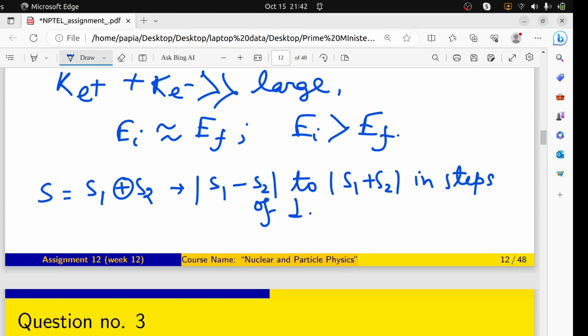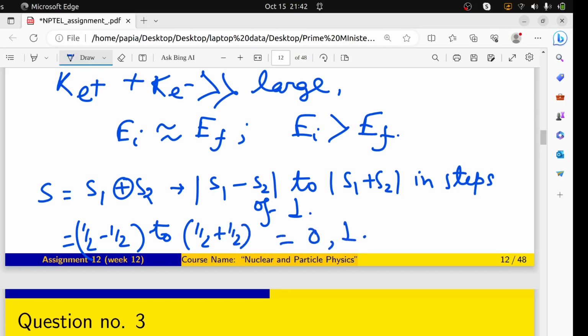So here in that case H1 is half and H2 is half, because electron and positron both are spin half particles. Then our capital H will be half minus half, which is 0, to half plus half, which is 1. That means 0 and 1 will be the correct values. I mean the combined spin will be 0 and 1.